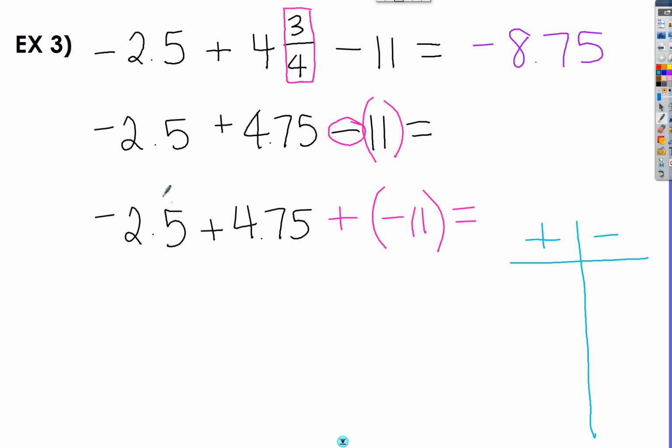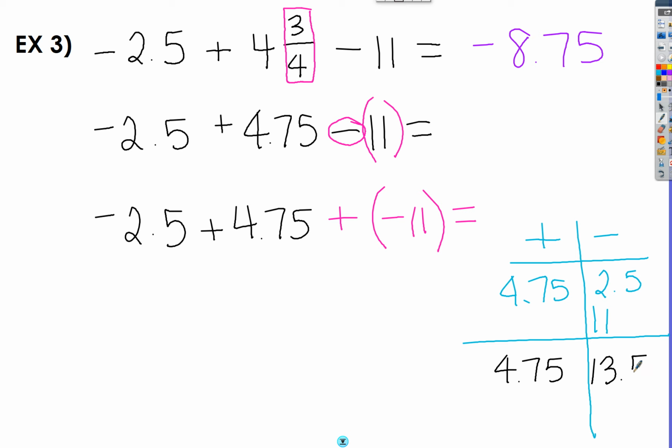And the way we do that, 2.5 are points that the negative team has. 4.75 are points that the positive team got. And then the negative team also has 11 points here. And so first thing I would say is, on the scoreboard, I need to know how many points each team has. Well, the positive team has 4.75 points, and the negative team has 13.5 points. So then I ask myself, well, which team is winning? The negative team is winning.